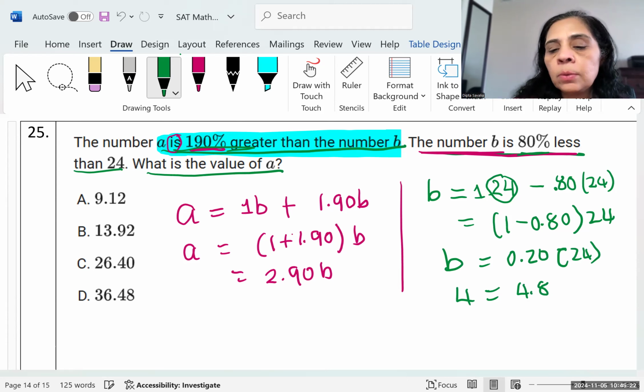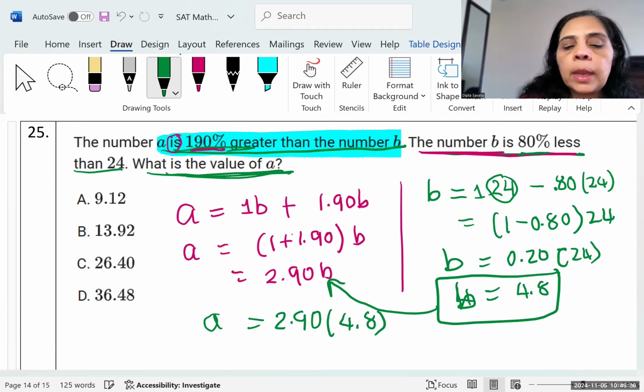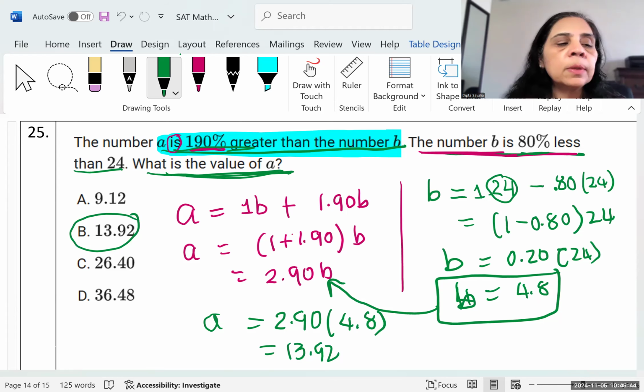So now we can plug in this value right here to find the A value, because the question is what is the value of A? 2.90 times 4.8. If you enter it in the calculator, you will get 13.92, which is answer choice B.